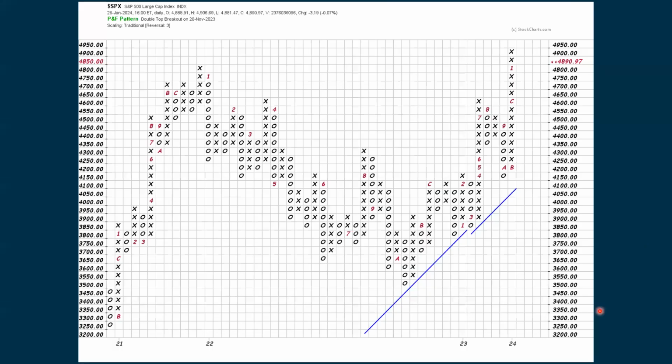Then the point and figure chart, we did have an X drawn earlier in the week, but not one after Friday. So that's why you see all of the black X's here.